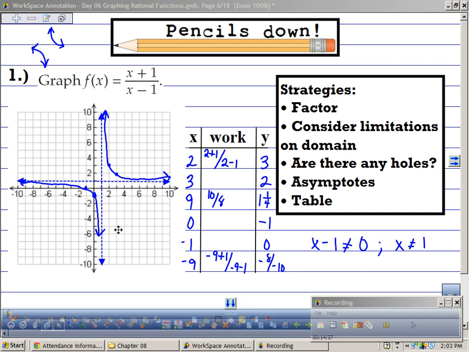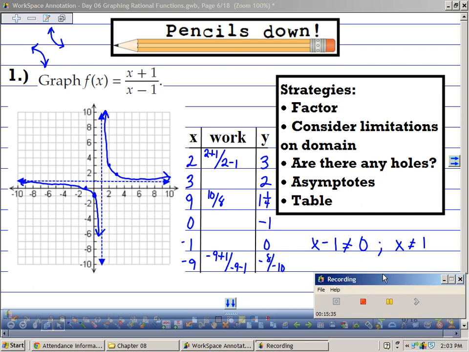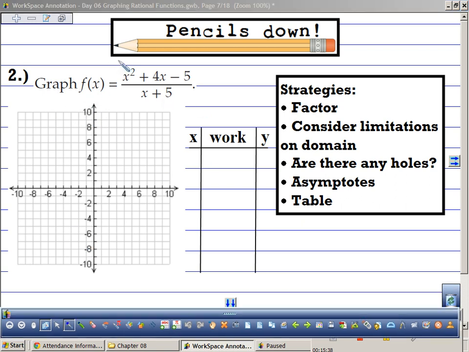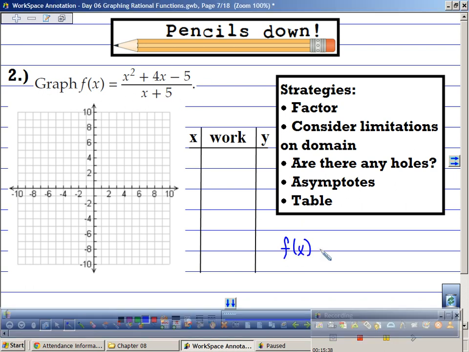Okay, let's pause for a second and explore what Janelle's saying, because I want to make sure that I understand. Okay, so I'm going to try another one. Pencils down again. All right, so this time I'm going to need to factor first. So I'm going to take this function and I'm going to factor it right over here. Evan, I can take that x plus 5 and put it in parentheses, right? Right? Okay.